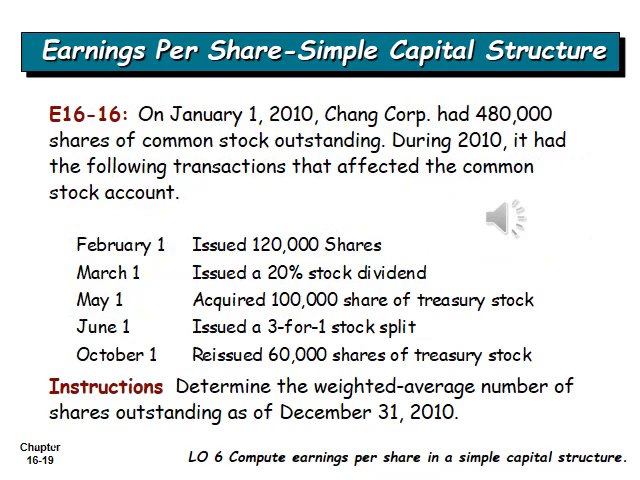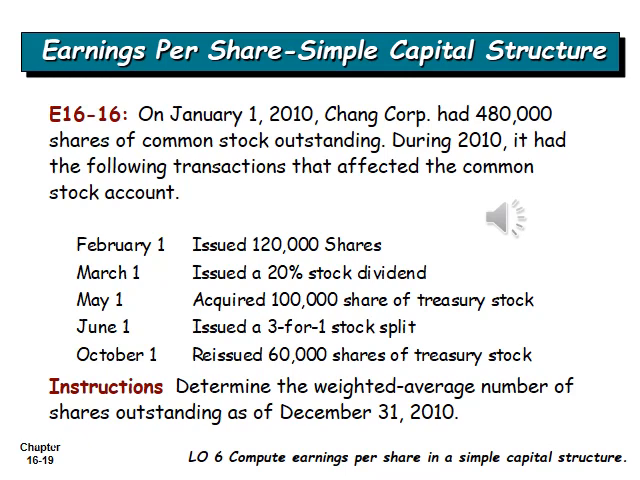This example will explain how to determine the weighted average number of shares. On January 1st, 2010, a company had 480,000 shares of common stock outstanding. During 2010, it had the following transactions that affected the common stock account.